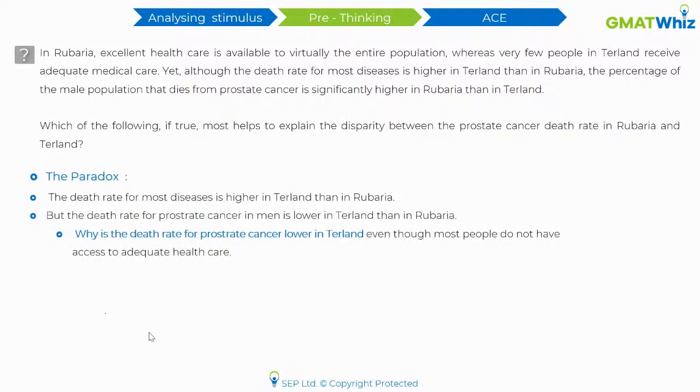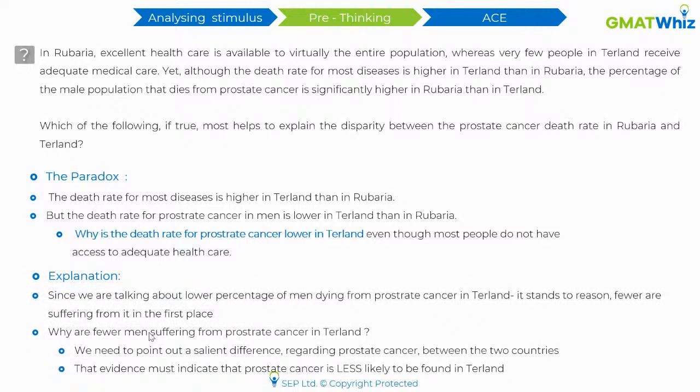So, in other words, this is the paradox, and we have to explain why the death rate for prostate cancer is lower in Thailand. So, the explanation would be something like this if we are going to look at the pre-thinking part. Since we are talking about a lower percentage of men dying from prostate cancer in Thailand, it stands to reason that very few of the men are suffering from it. Unless and until you suffer from prostate cancer, you cannot die from it, right? So if a lower percentage of men are dying from prostate cancer, there must be fewer men suffering from it in the first place.